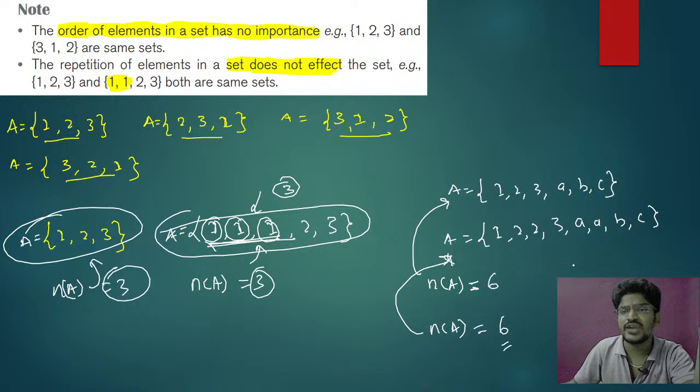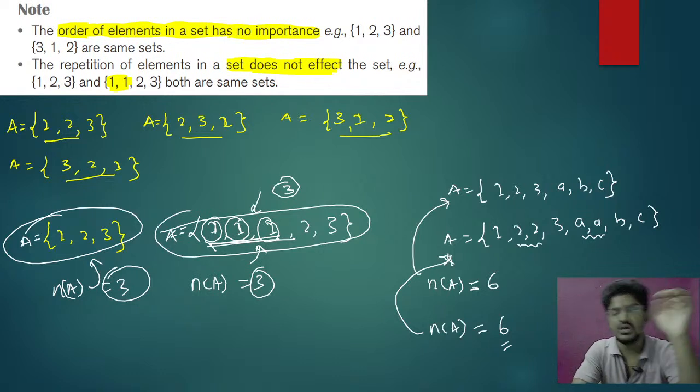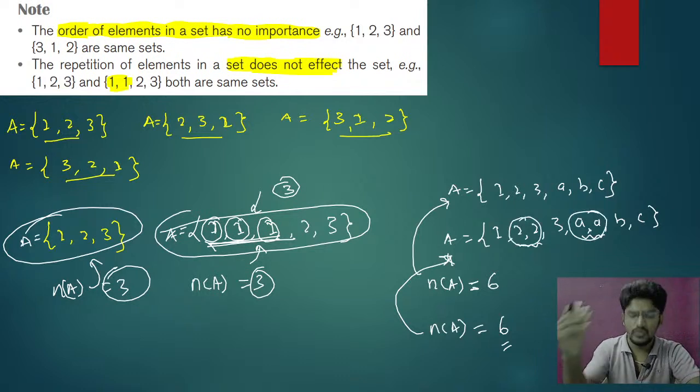Don't write 8, because 2 is repeated and a is repeated. Whenever you do any exercises, what you will do is write out the repeated elements and say it has 8 elements. No, it doesn't have 8 elements. It has only 6 elements. Clear? Here both the sets are equal. See here, the elements are repeated, which has no meaning.